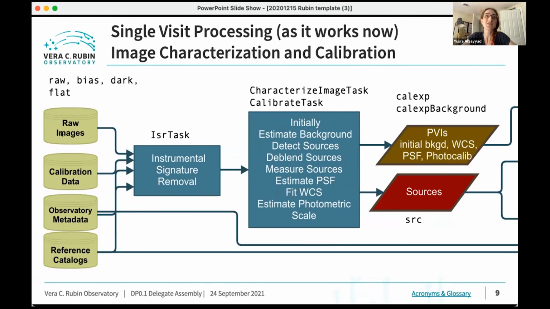So the raw images available are called raw. The calibration data are called bias, dark, flat. These all go into a task called instrument signature removal task. This is equivalent to detrending. This is flat fielding, bias subtraction, stuff like this, image reduction. This produces an image called a post-ISR CCD, which is an intermediate data product, which is not available in DP0.1.